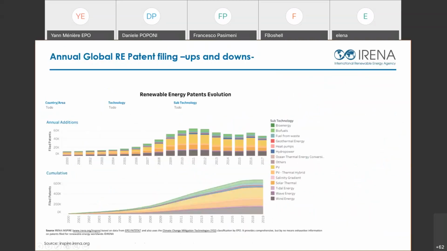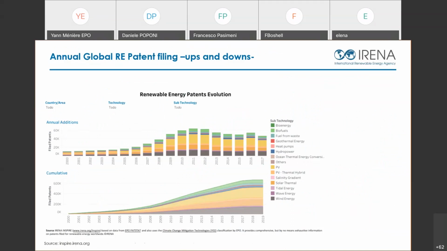And of course, we have been listening to the other speakers. We also look into the annual patent filing data, with its ups and downs. And here is where it starts to get more interesting, because as policymakers, organizations like ours would like to understand the drivers behind these changes.